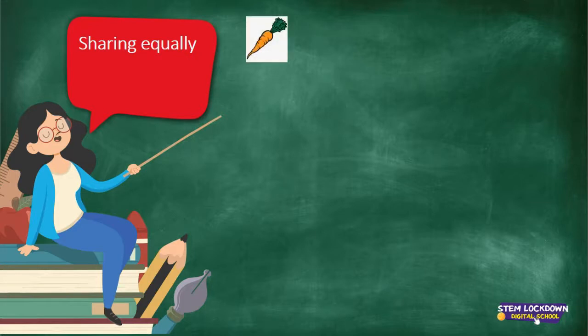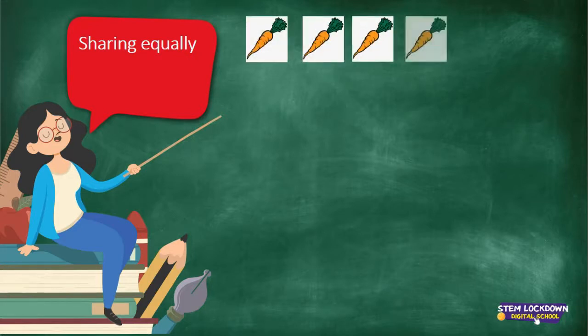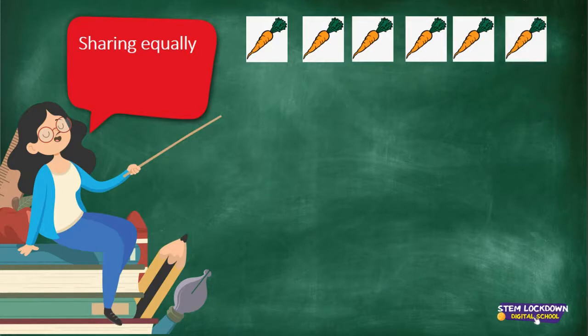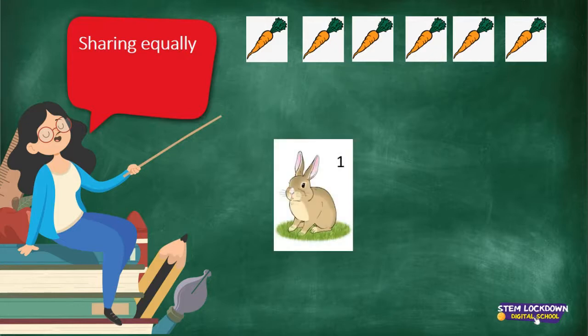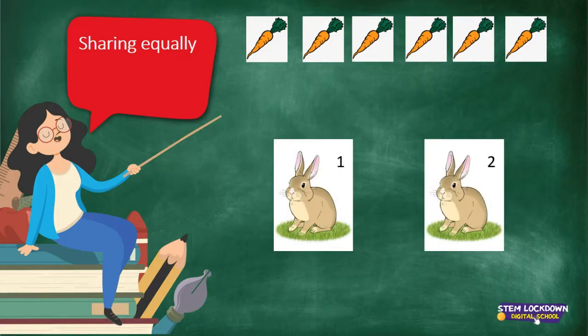All right, let's try another one. What have we got on the screen? Carrots. Yes. How many carrots have we got? 1, 2, 3, 4, 5, 6. We've got 6 carrots. Now let's have a look. Who are we going to share these with? Yes, we're going to share them with the bunnies, the rabbits.